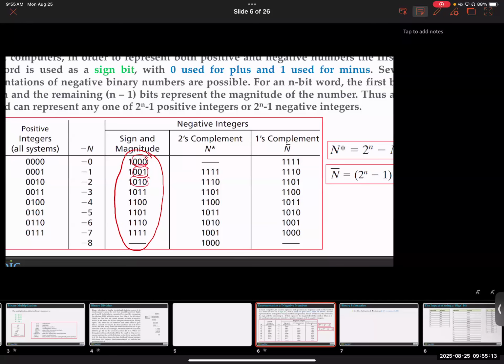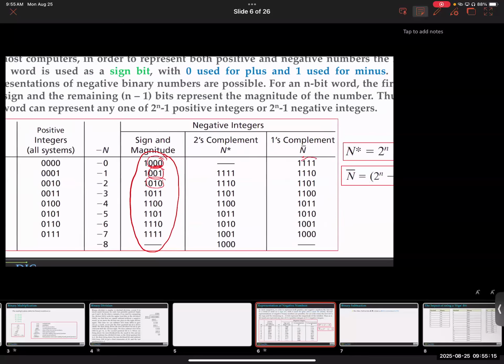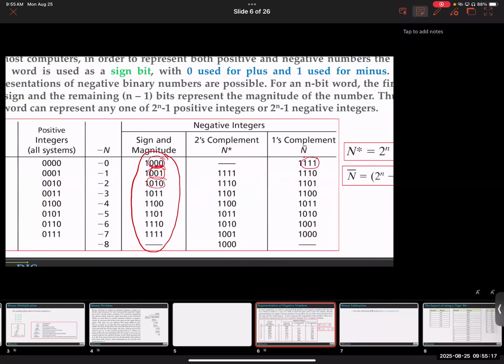Take a look at this. 000, you have 111. 001, you make it 110. So you just flip the digits. Do you see that, folks? 011, you make 100. So you take the 1's complement of the numbers that you are trying to represent. And then 2's complement is basically 1's complement plus 1.